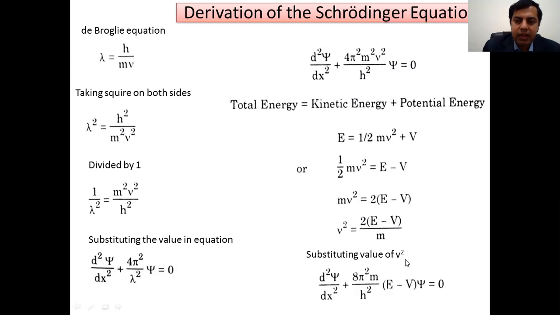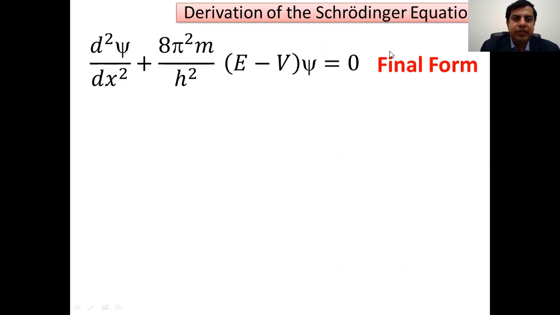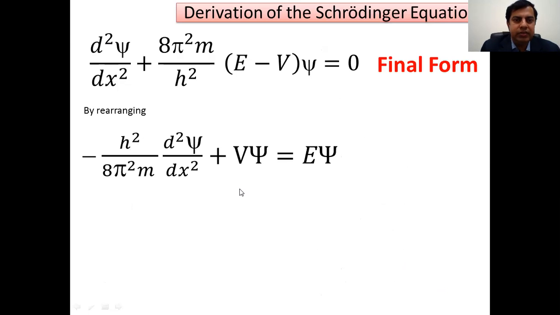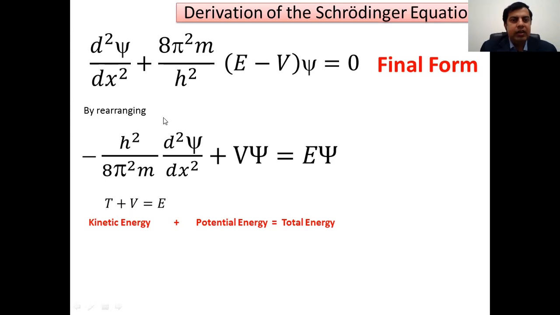Just put the value of v square and cancel out the similar parameters, and then you will get the final version of this equation. So actually you have done with the derivation of the Schrödinger wave equation. This is the final form which we have derived right now. By rearranging this equation, there is no further derivation, just a rearrangement, because here the total energy will be equal to the sum of the kinetic energy and the potential energy. So this is the total energy, this is the potential energy, and this whole factor is the kinetic energy, or we can simply say this is the kinetic energy operator.